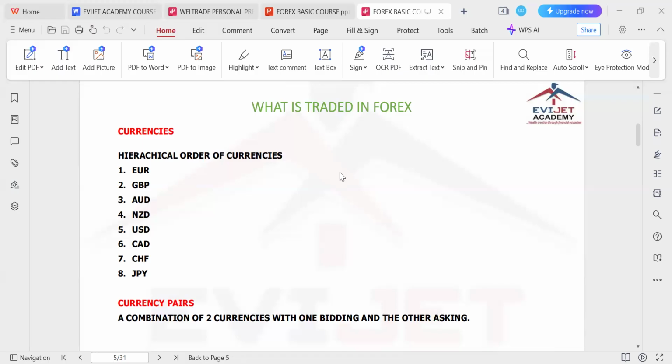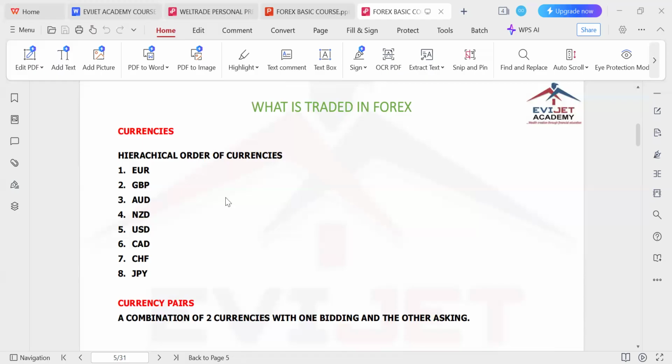Hierarchical order of currency. What it means is the order of currencies. Which one is on top? Look at the language: hierarchical, hierarchy, hierarchical order of currencies. So we have the Euro, which is number one. Then we have the GBP, the AUD, the NZD, the USD, CAD, CHF, and JPY. So that's the hierarchy.